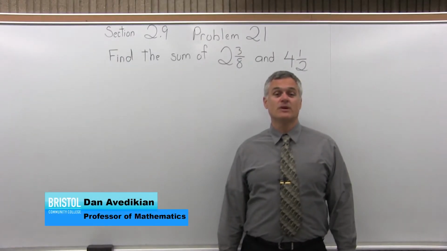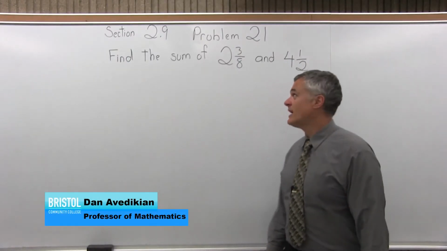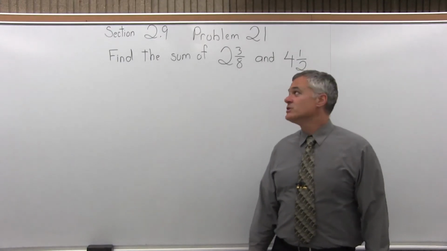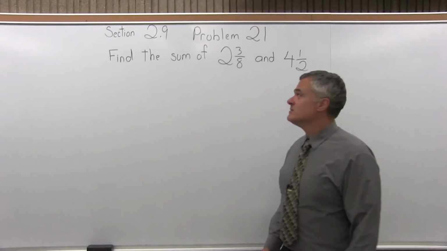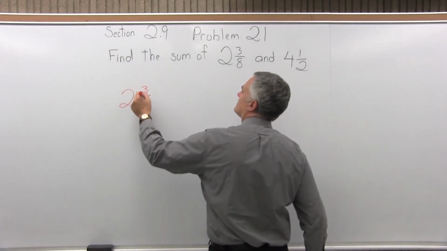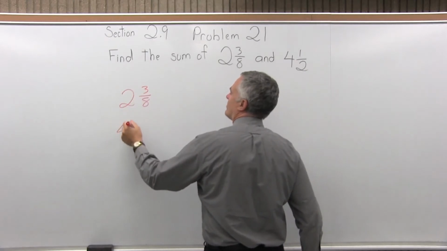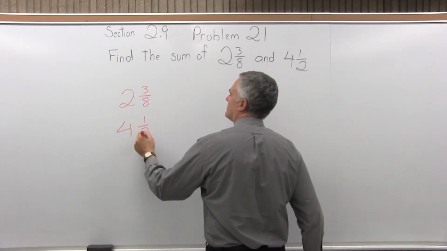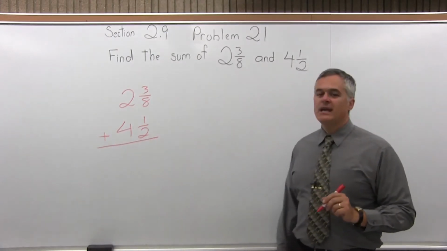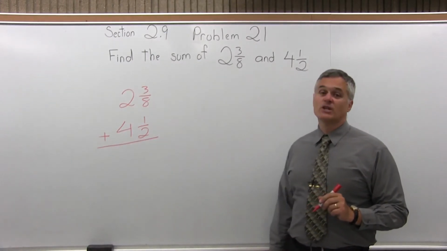This is Section 2.9, Problem 21. It says find the sum of 2 3/8 and 4 1/2. So sum means add these numbers together. With mixed numbers like the 2 3/8 and the 4 1/2, I like to write the problem in a vertical format, like that. And what we have to do is find the common denominator.